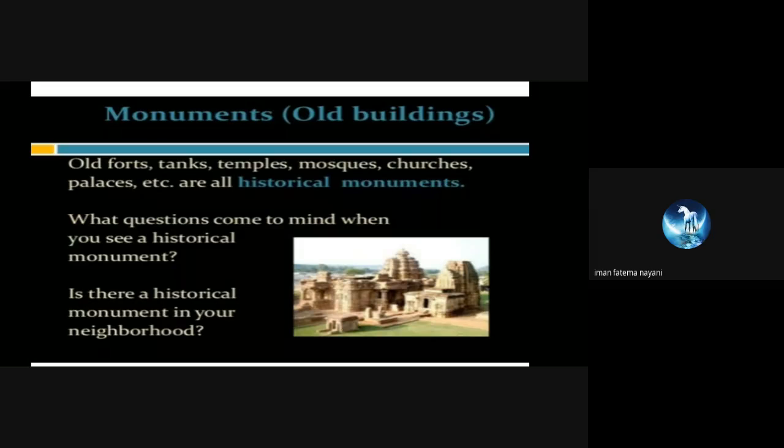Old forts, tanks, temples, mosques, churches, and places, etc., are historical monuments. The Great Wall of China is the oldest, made some years ago. It is an old monument, and a historical monument.